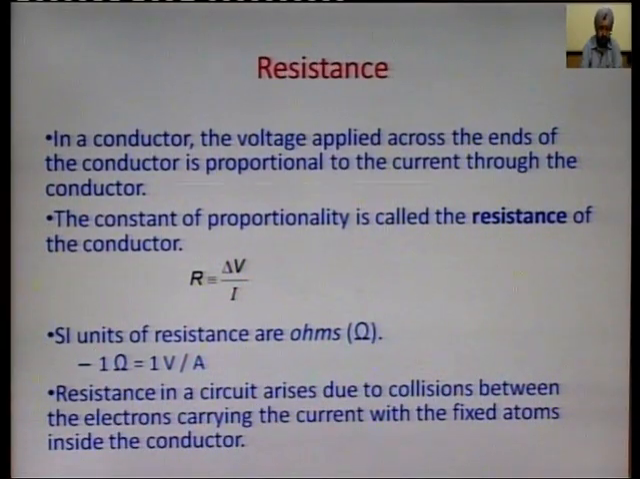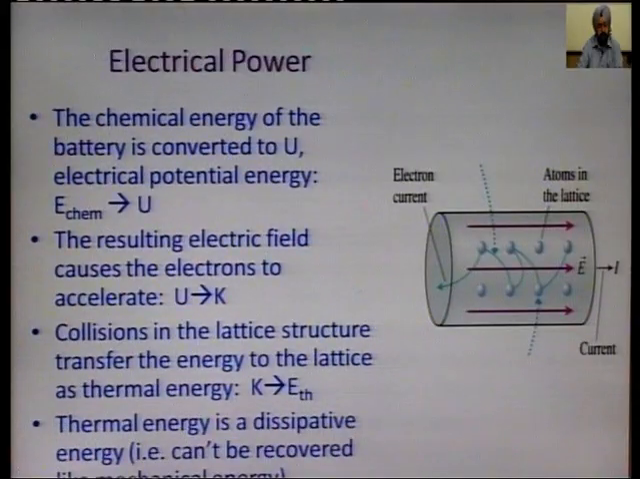Why does this resistance arise in a circuit? Because of the collisions between the electrons which are carrying the current. These electrons collide with the fixed atoms inside the conductor. So, this opposition that is offered to the flow of charge by the atoms or ions of the conductor is what is called resistance.